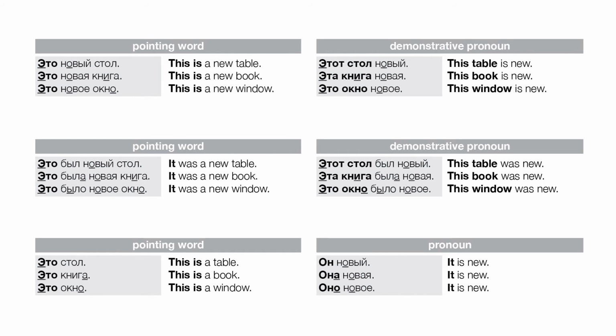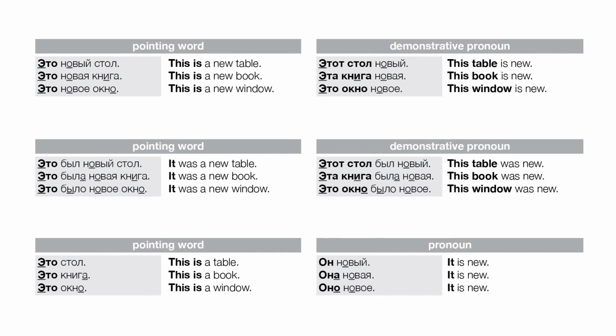Okay, let's take another set of examples to compare the pointing word versus the demonstrative pronoun. But here we have past tense, and this points out something that's also rather confusing. Look at the pointing word examples. Это был новый стол. Это была новая книга. Это было новое окно. It's very easy, especially if we look at the English, to think that the это is the subject of the Russian sentence. And in the present tense, it's even easier to think that. But look at the verbs here in the past tense. We see that they're changing to agree with what is actually the subject, and that is the noun, right?